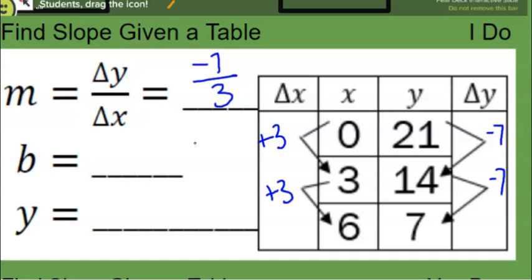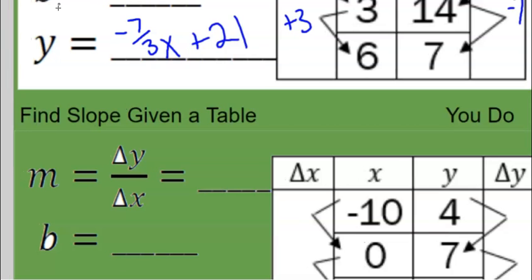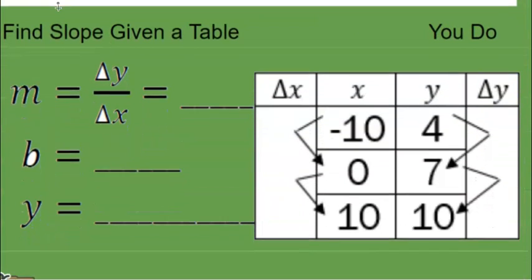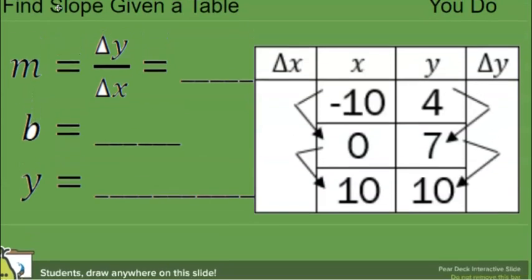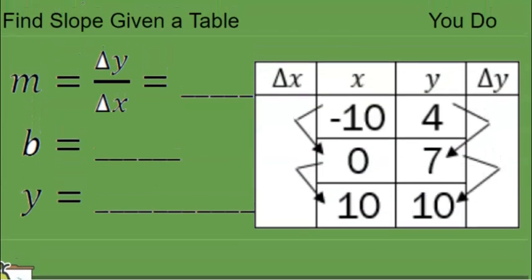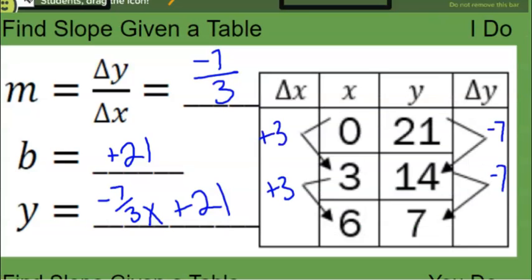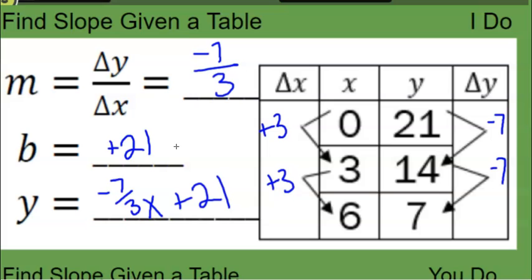Your b is your y-intercept. It's when x equals 0, y is 21 here. So your b in this case is 21. So your equation in slope-intercept form is y equals -7/3 x plus 21. Okay, now you try one. Find the slope given this table. Draw on this slide and answer the questions. When you're answering the question, follow along with the example provided.